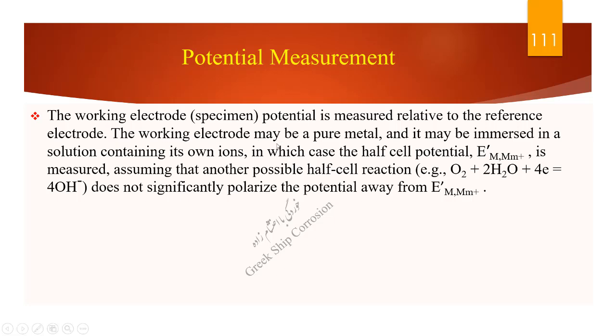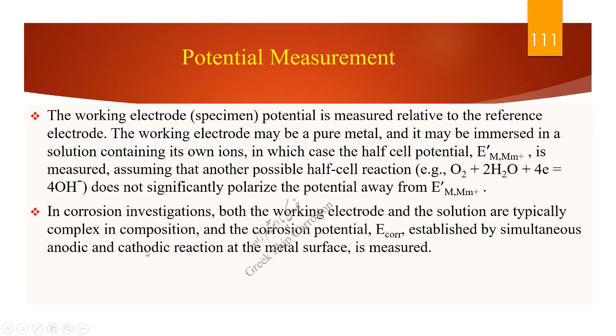The working electrode may be a pure metal and it may be immersed in a solution containing its own ions, in which case the half-cell potential E' is measured, assuming that another possible half-cell reaction, for example oxygen reduction, does not significantly polarize the potential away from E'. In corrosion investigations, both the working electrode and the solution are typically complex in composition, and the corrosion potential E_corr, established by simultaneous anodic and cathodic reaction at the metal surface, is measured.